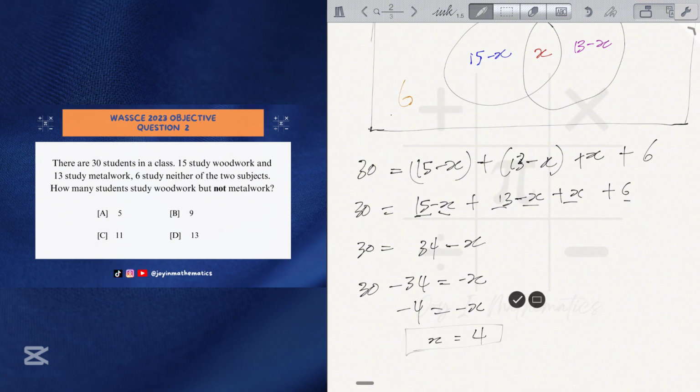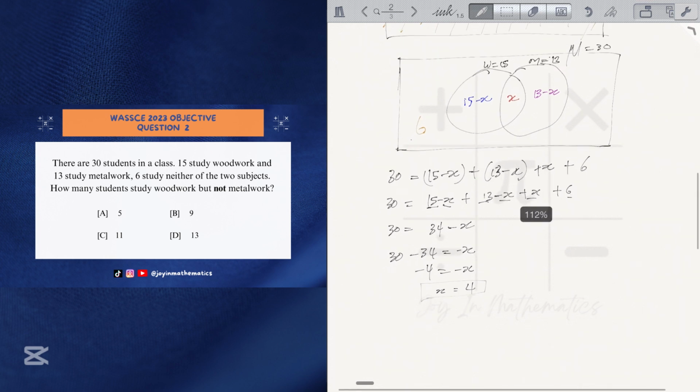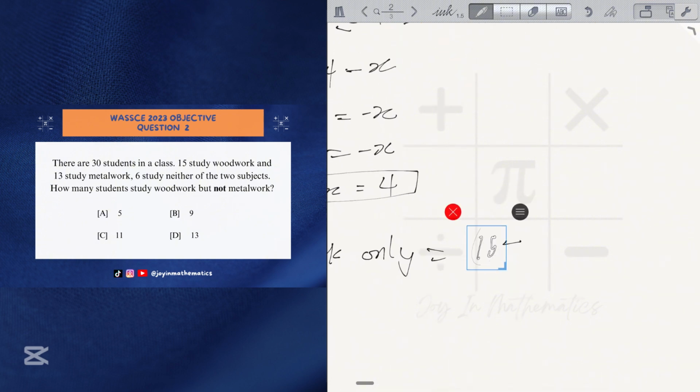Now we have 4 students that study both. So if x is equals to 4, then the number of woodwork only is equals to 15 minus x. So this means we have 15 minus 4, and this is equals to 11.